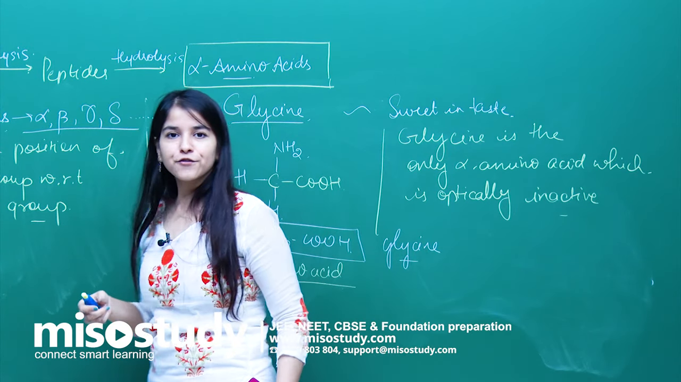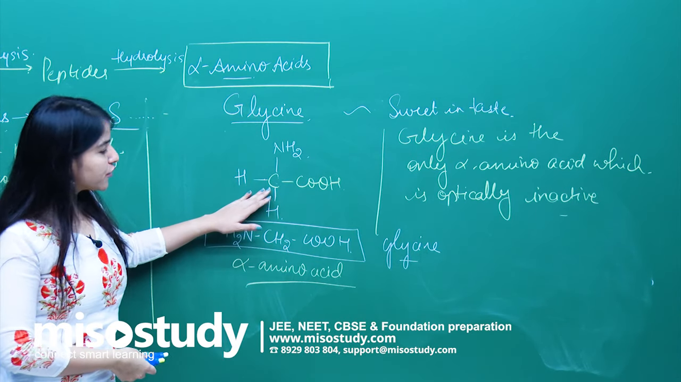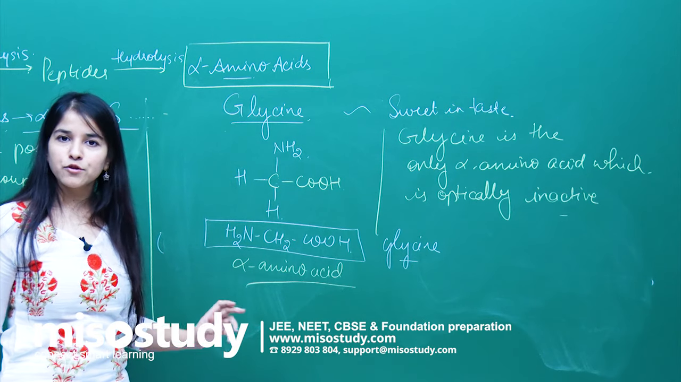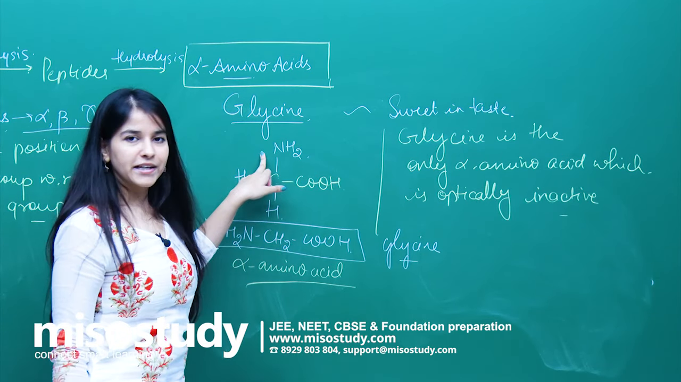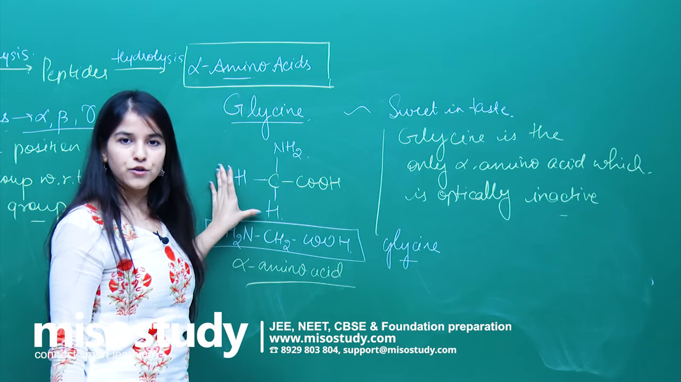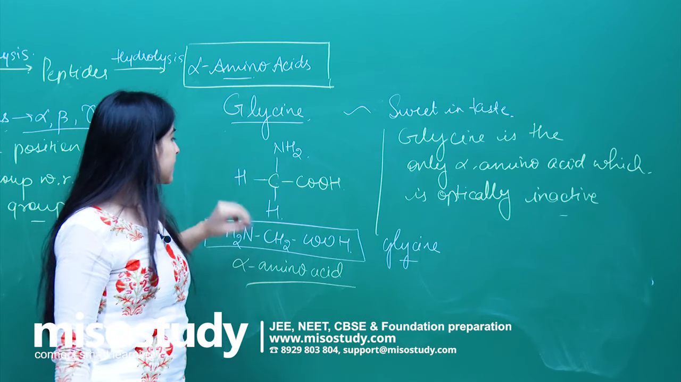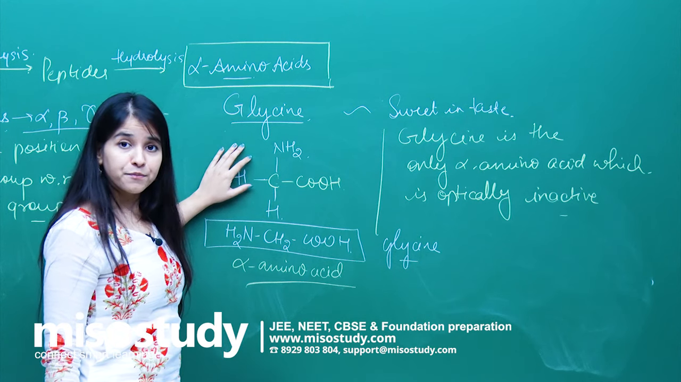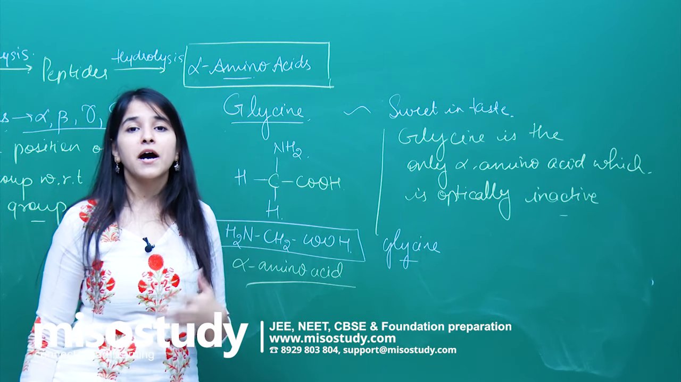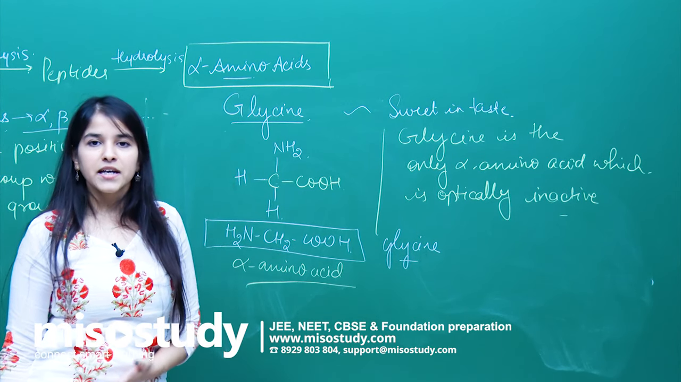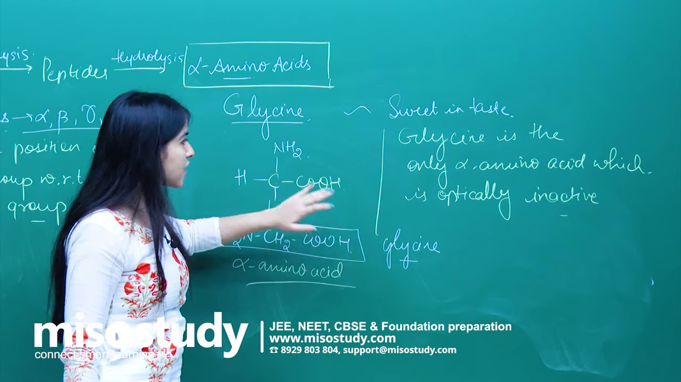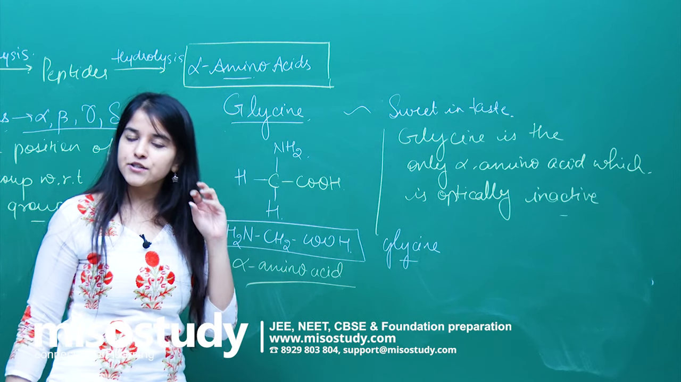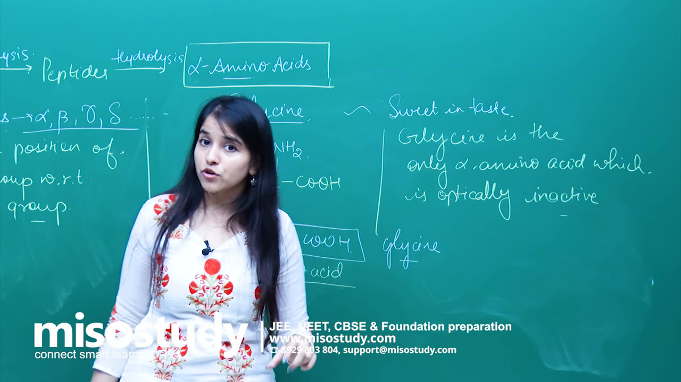So over here, if you see very clearly, what do you have? I don't have a chiral carbon over here because this carbon is having one NH2 and two similar groups of hydrogens. If there would have been some other group over here, some R group, some alkyl group, then it would have been a chiral carbon. But this time, this is not. So, glycine is the only amino acid which is not optically active.